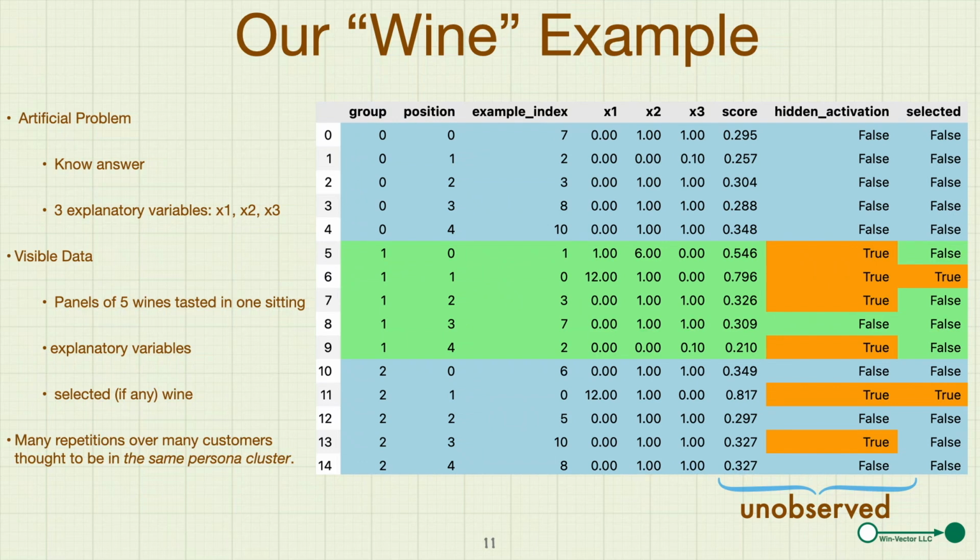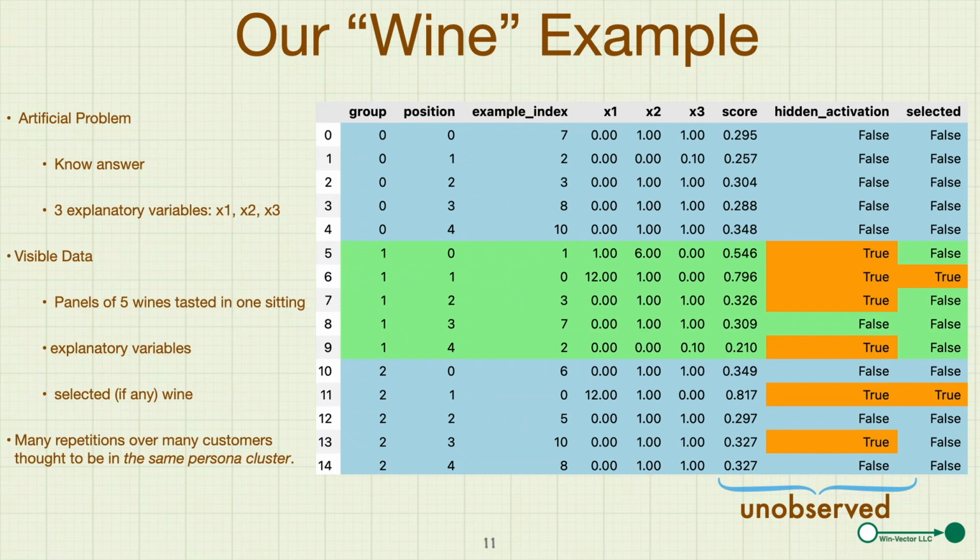Acidity, alcohol level, level of tannins, whether it's a red or white wine, variables like that. The next 3 columns are our pretend variables for our wines, and they're simply named X1, X2, X3. And we're just showing them taking very simple values. These X variable values would be completely visible to our model. Our model would see these explanatory variables. The next few columns, score and hidden activation, are not observable to our model, but this is how we're imagining the user's choice process works.